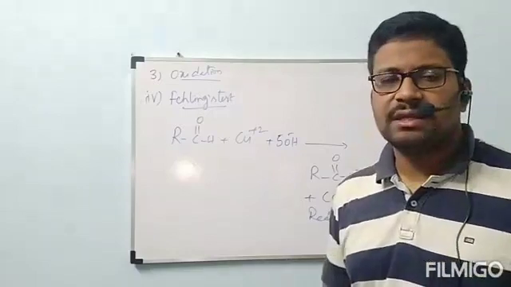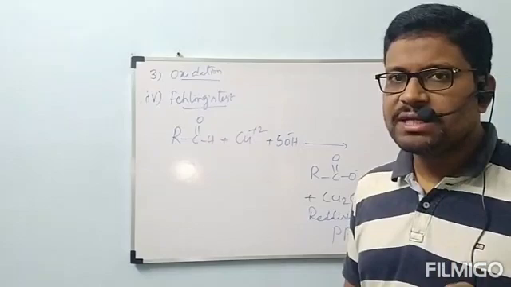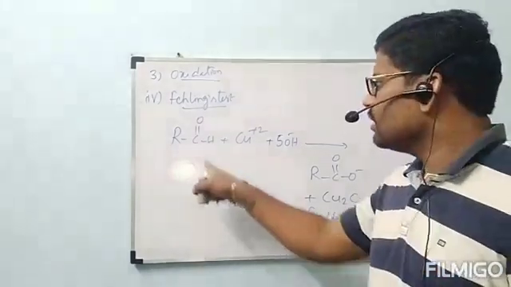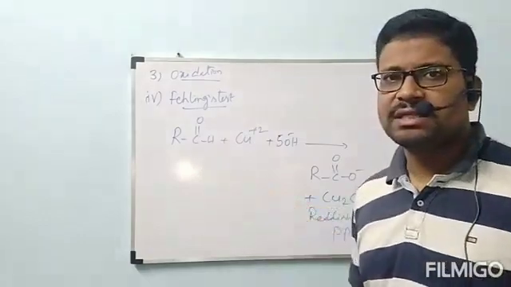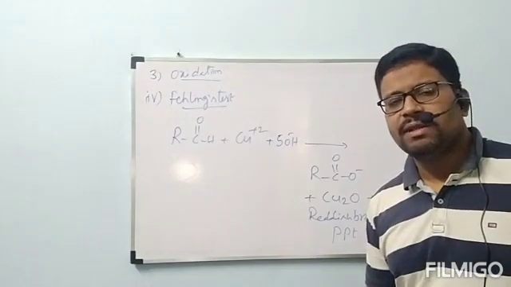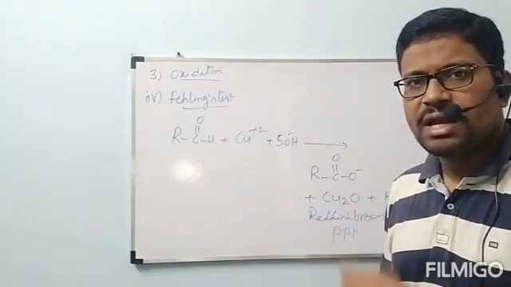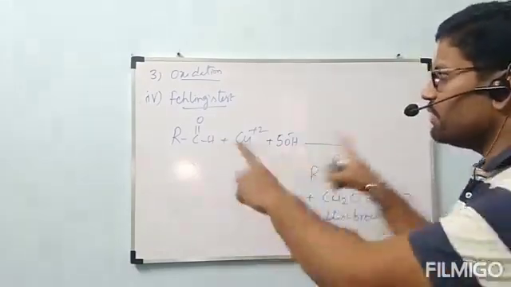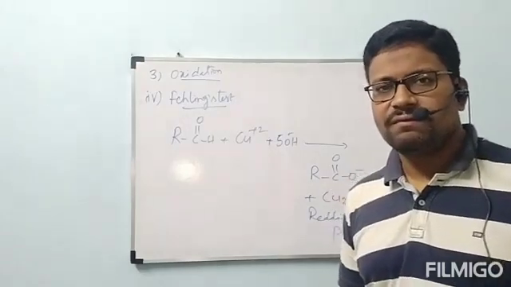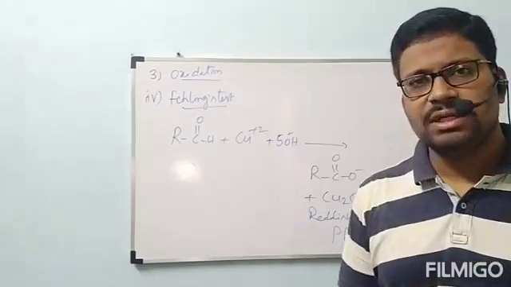Fourth one, Fehling's test. Fehling's test is done by Fehling's reagent. How Fehling's reagent is prepared, we have seen, by combining Fehling's A and Fehling's B. If the aldehyde reacts with this Fehling's reagent, what color do we get? Reddish brown precipitate. By that we come to know whether an aldehyde is present or not. In this way, we can differentiate. These are confirmatory tests for aldehydes or ketones. If the substance is not giving the Tollens' test or Fehling's test, then we come to know that it is a ketone.